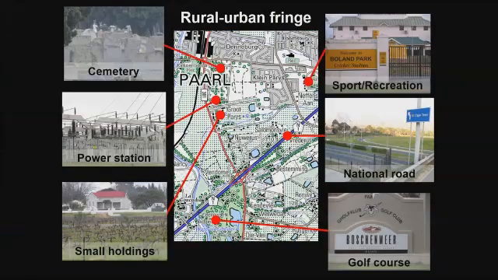You see what we've got on the slide here? Very important that you must know your different land use zones. Okay, here's the urban-rural fringe, right? You must know the characteristics, the features of what we find in the urban-rural fringe. Have a look at this. Here we've got PALS one. There's a cemetery, power station, small holdings. There's a golf course, national road, sport. You must know this stuff, right?